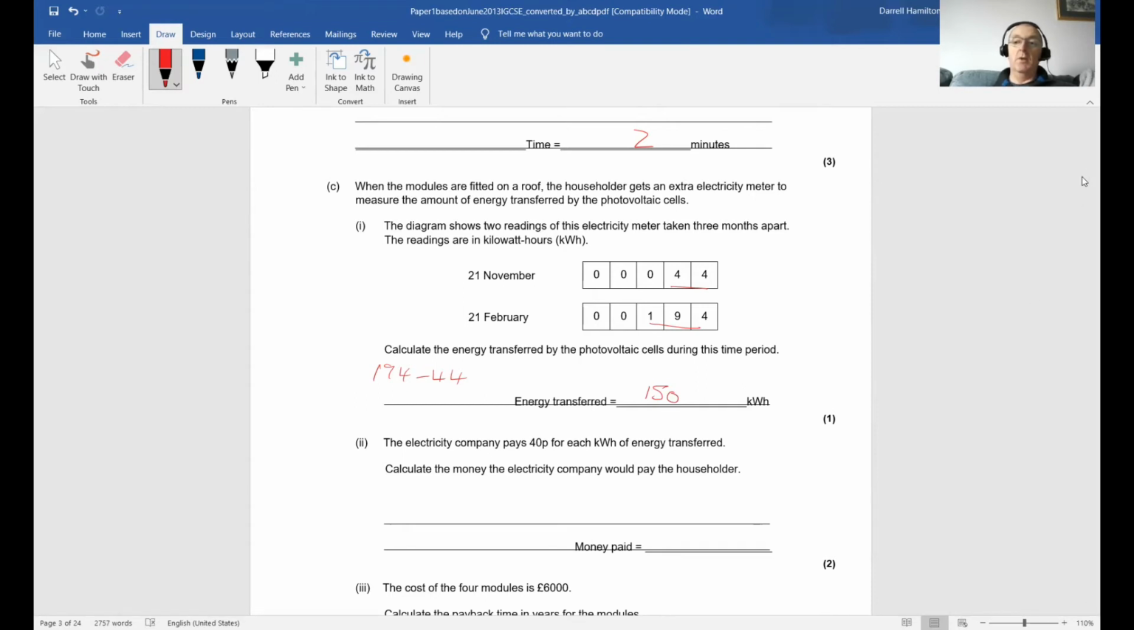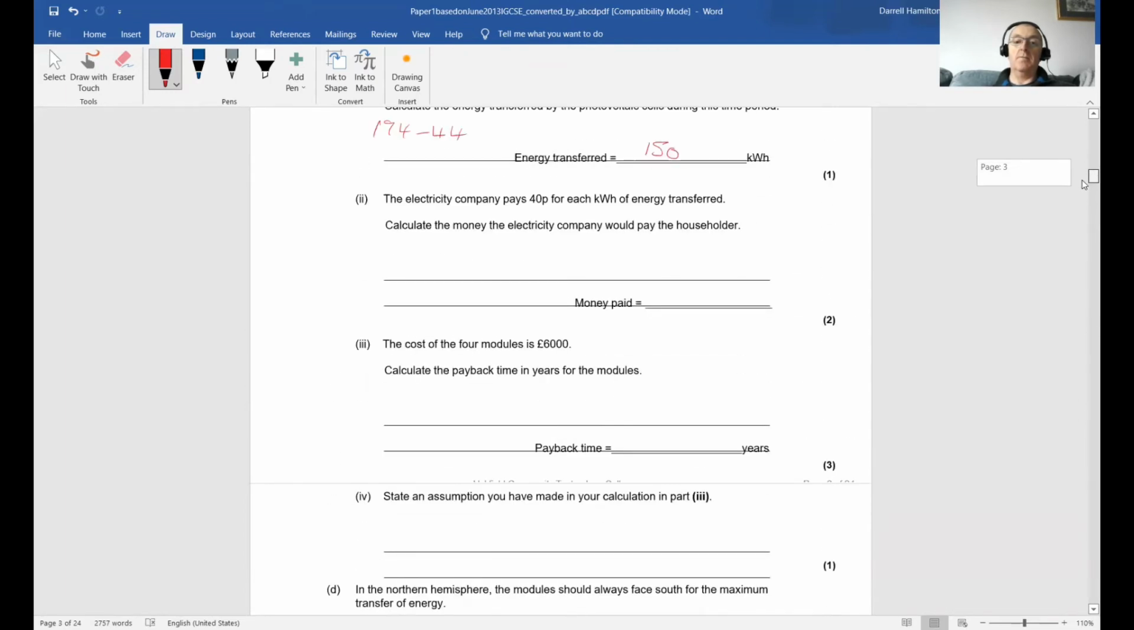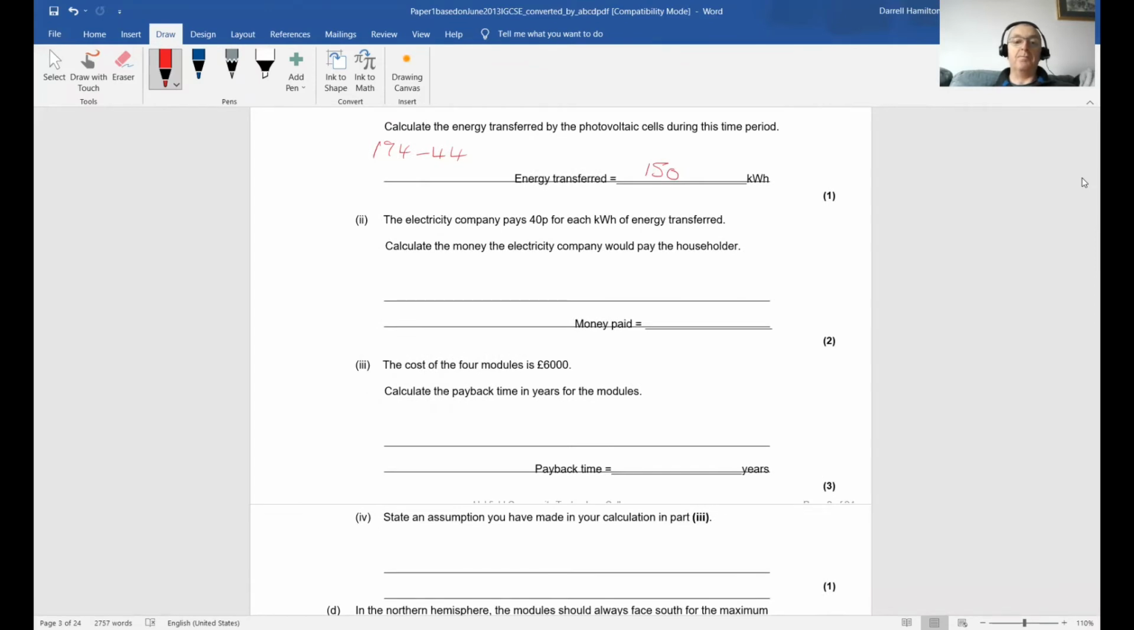And we are told the electricity company will pay 40 pence for each kilowatt hour. We have 150 times 40. Well, 4 15s would be 60. So that would be 6,000 pence. So £60 would be the answer. The cost of the 4 modules is £6,000.